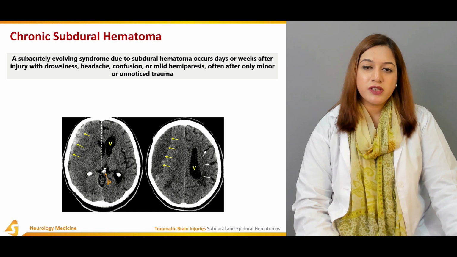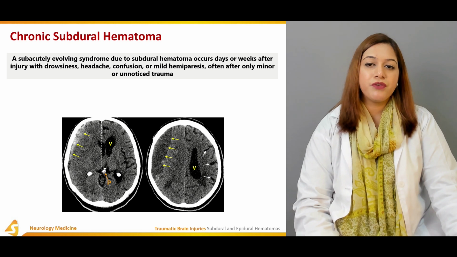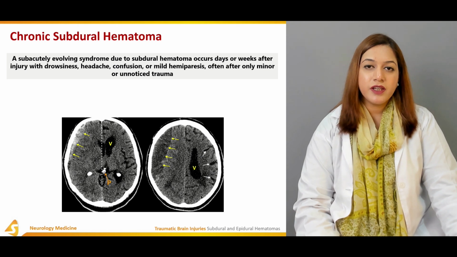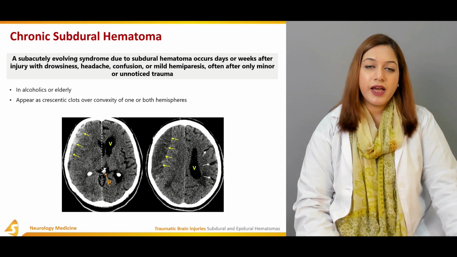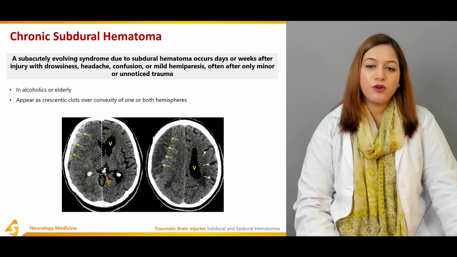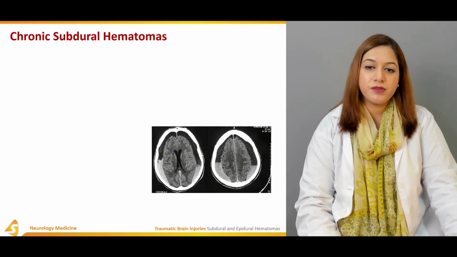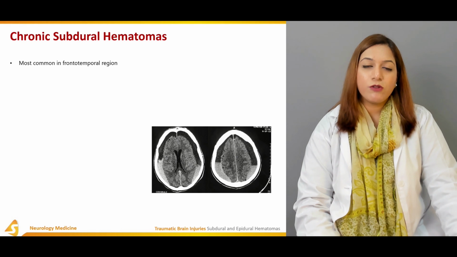Now, moving on to the chronic subdural hematoma: a subacutely evolving syndrome due to subdural hematoma that occurs days or weeks after the injury with drowsiness, headache, confusion, or mild hemiparesis, often after only minor or unnoticed trauma, is also known as a chronic subdural hematoma. It occurs in alcoholics or the elderly and appears as crescentic clots over the convexity of one or both hemispheres. They are also most common in the frontotemporal region.